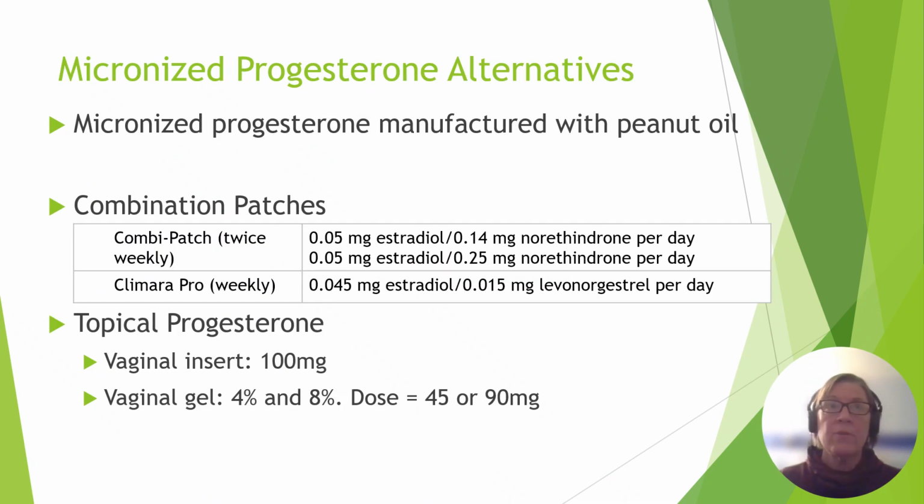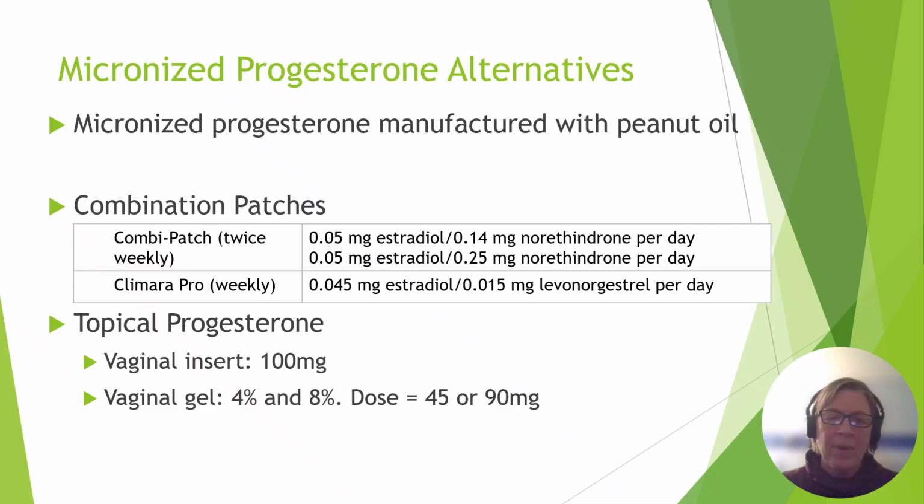All right, so the only problem with micronized progesterone is that it's manufactured with peanut oil. So someone with an anaphylactic peanut allergy, this is just off the table. So we have a couple of options for them. There are combination patches. These in Epic tend to be very hard to find, so you sort of have to know the brand name to find them. The Combi Patch and the Climera Pro are our two options, and they don't have much dosing flexibility.